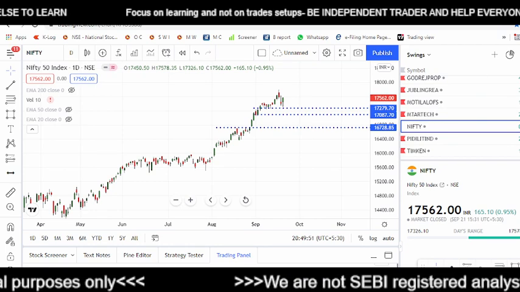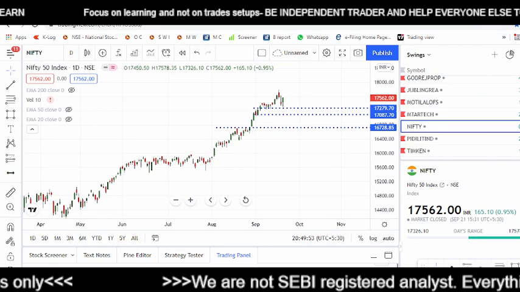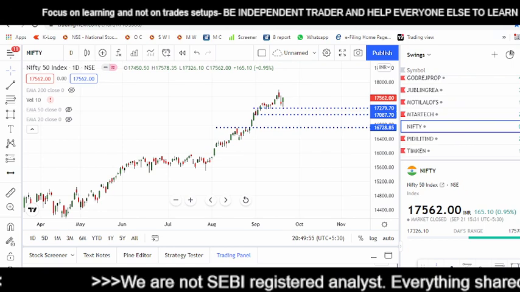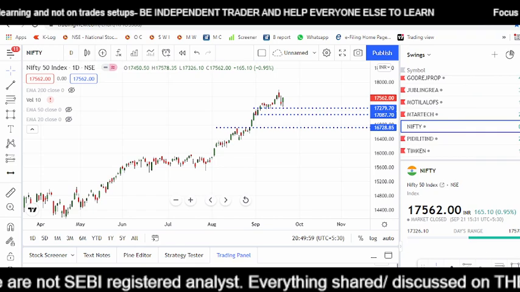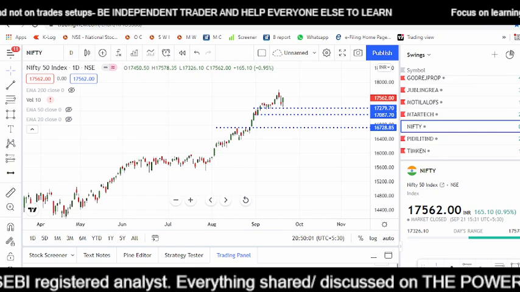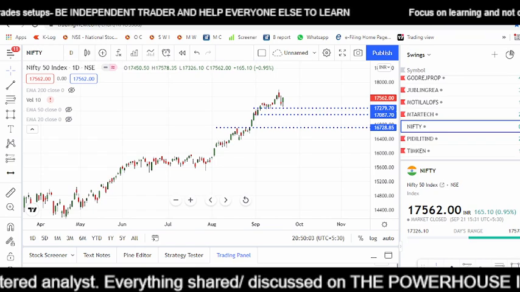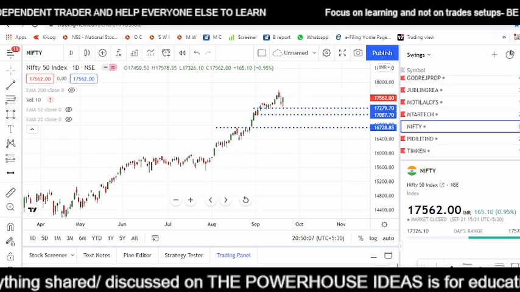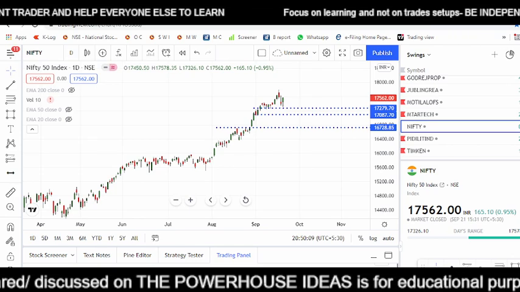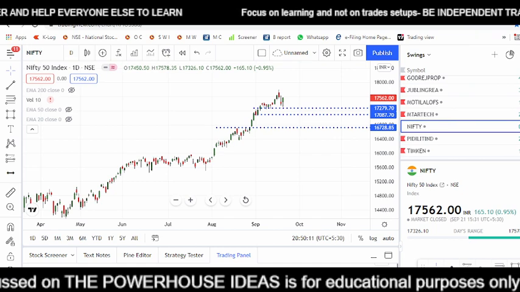But whether this bounce back will sustain, what are the levels from where Nifty might reverse, or what are the levels which Nifty needs to cross for a further movement to the upside? We'll be discussing everything over here. Apart from that, I'll be sharing with you 8 swing trading ideas in stocks in the cash market, which can be a good opportunity for making some good profits and early profits.